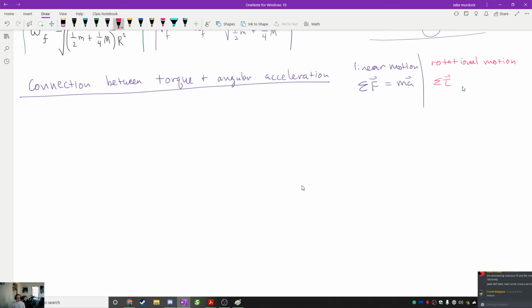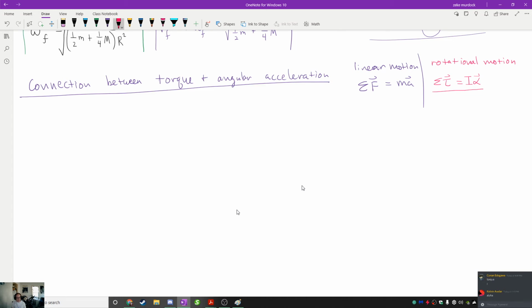So if I replace the force with torque, which is a vector, what's the rotational version of mass? I, which is a moment of inertia, yeah. And then what's the rotational version of acceleration? We learned about this one today. It's alpha, right? So this is the connection between torque and angular acceleration. If I sum up all the torques acting on an object, it should be equal to the moment of inertia of the object multiplied by its angular acceleration.